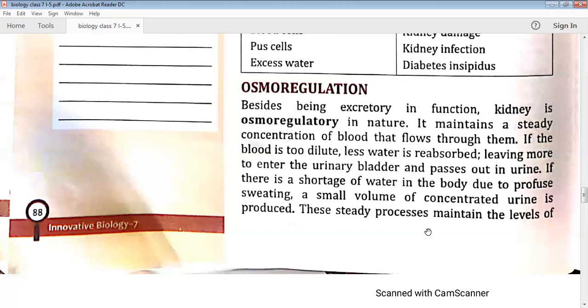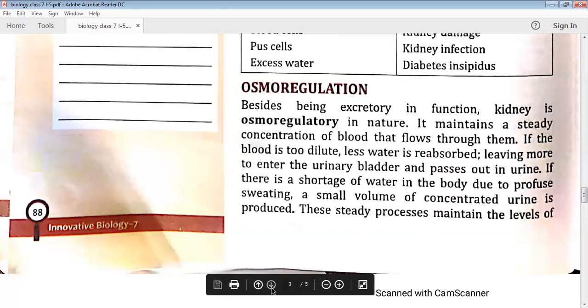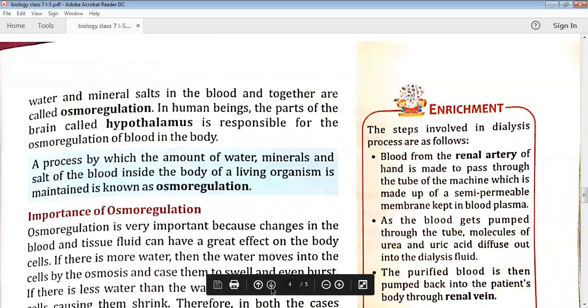But if there is a shortage of water in the body due to profuse, means a lot of, sweating, then at that time kidney will retain more water and less water will be contributed to urine. These steady processes maintain the level, so in this way the kidney regulates water and minerals in the blood, and together all this is called osmoregulation.